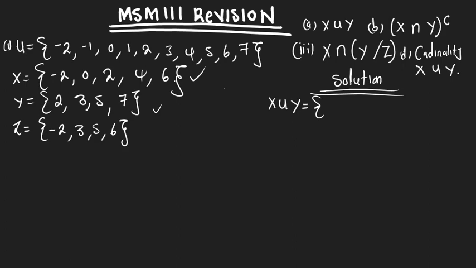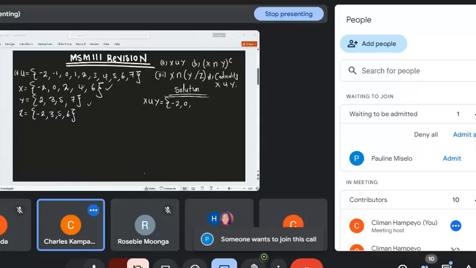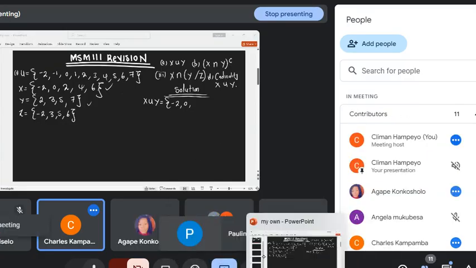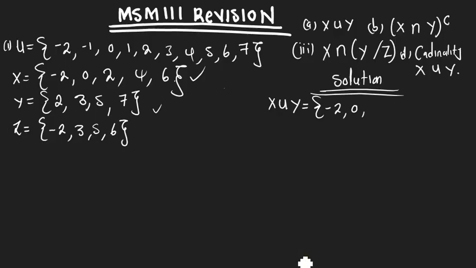-2, 0, 2, 3, 4, 5, 6, 7. Okay, so this is the answer for the first question. We go to B.